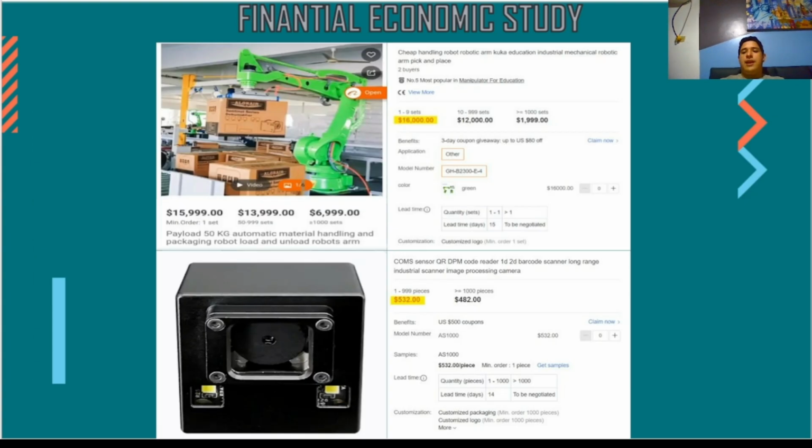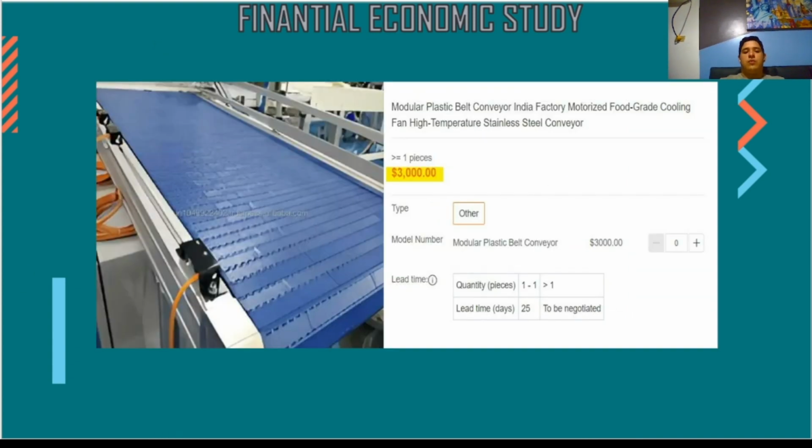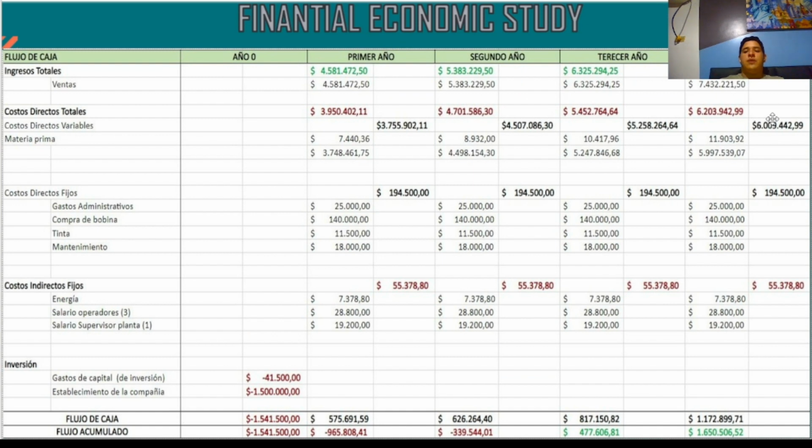We then proceed to calculate the cost associated with the equipment needed for the project's implementation, which includes a robotic arm, a QR code scanner, and the conveyors, and has a price that we can see in the following pictures. Using this information, we generated a cash flow analysis. In year 0, the costs include the equipment investment of $41,500 and an initial company setup cost of $1.5 million. For the first year of operation, the company will earn a profit of $575,000. However, a return on the initial investment is not achieved yet, as there is still a deficit of $975,000.